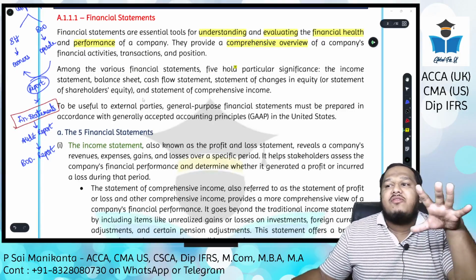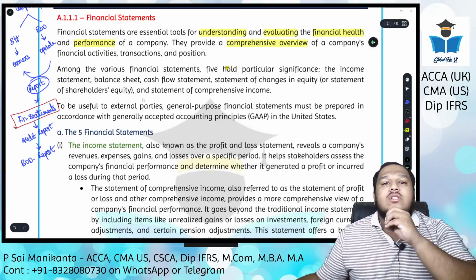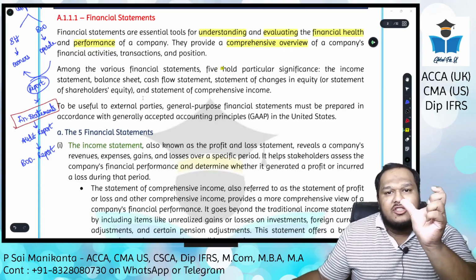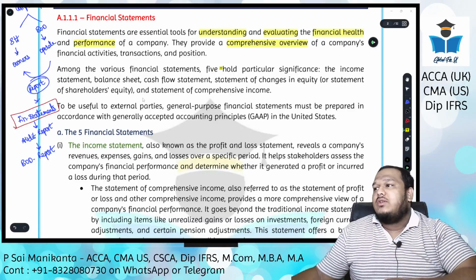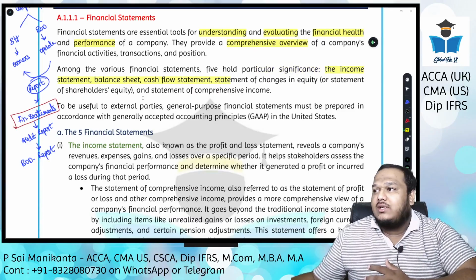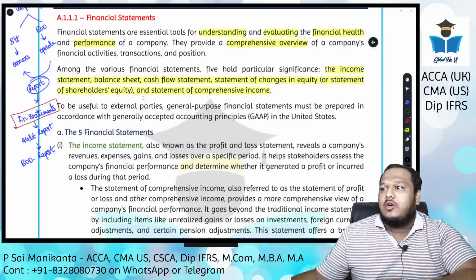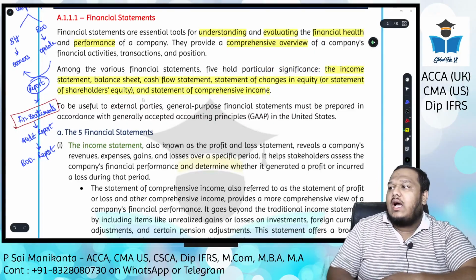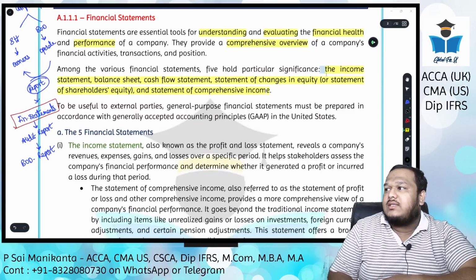There are 5 financial statements which are the most important ones, or the 5 components of the financial statements. What are the 5? You have the income statement, the statement of balance sheet, the cash flow statement, the statement of changes in equity, and the statement of comprehensive income. So these are your 5 financial statements.